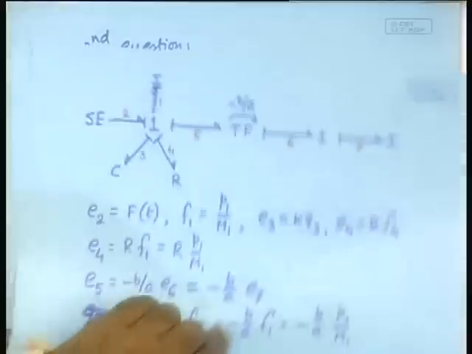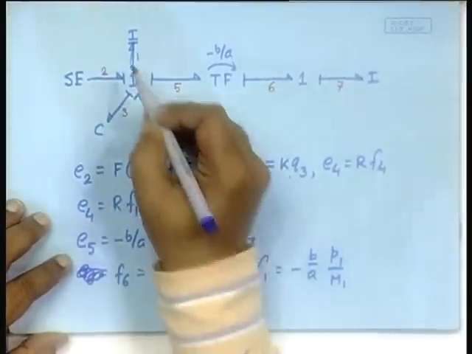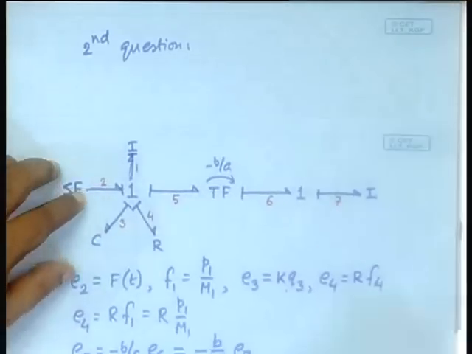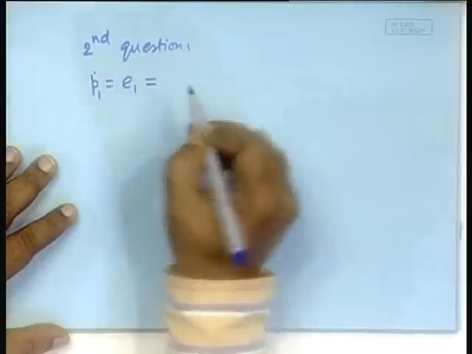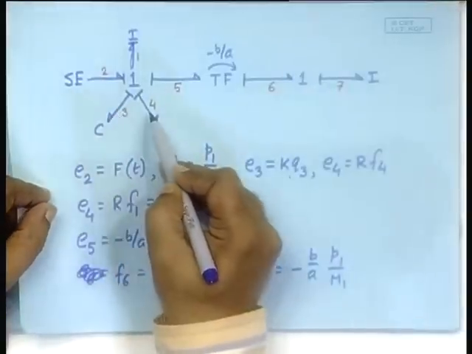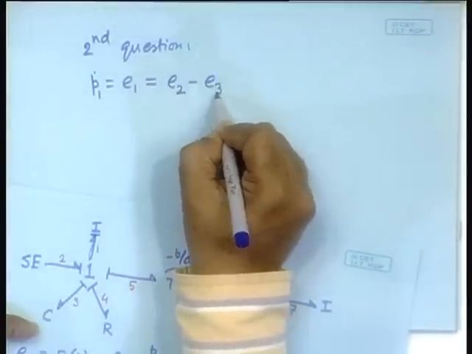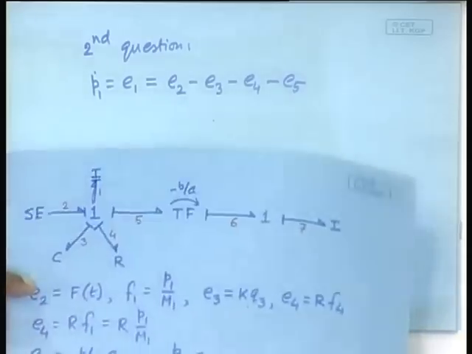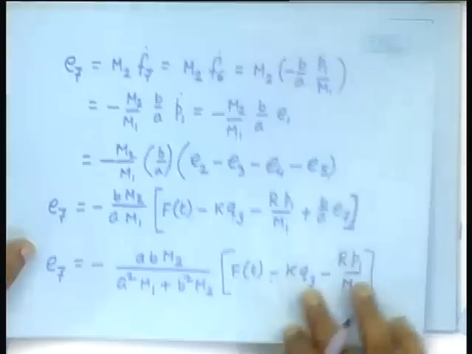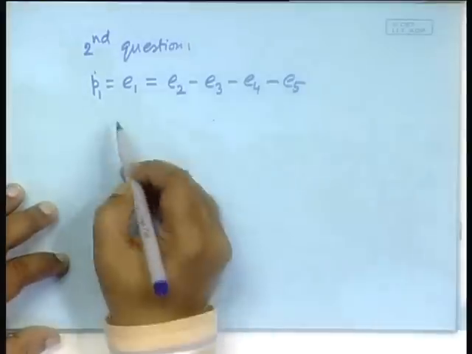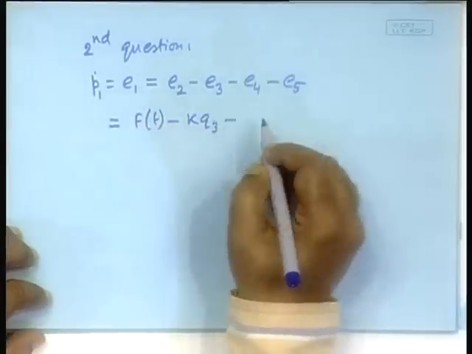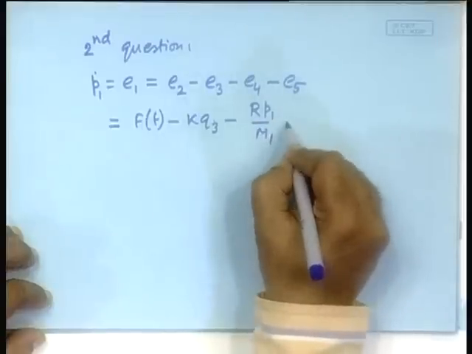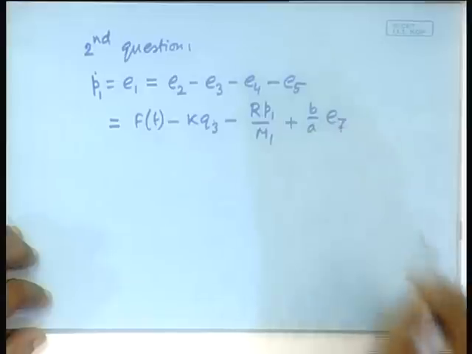you ask the second question related to the integrally causal storage elements only. So, first this receives E1 which is P1 dot. So, we will write P1 dot is equal to E1 is equal to this whole lot, E2 minus E3 minus E4 minus E5, which we already have substituted once, and therefore, this whole lot is this. So, we can easily substitute it here and get f of t minus k q3 minus r p1 by m1 plus b by a E7. Now, this E7 we know all this, just put it here, that does it.